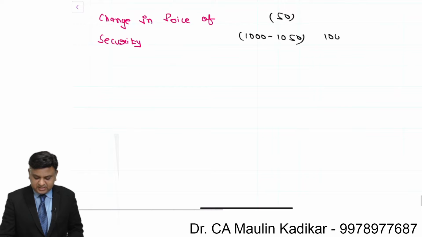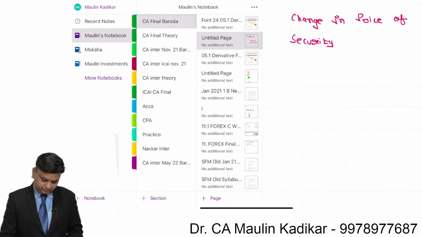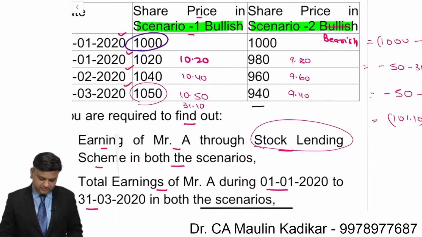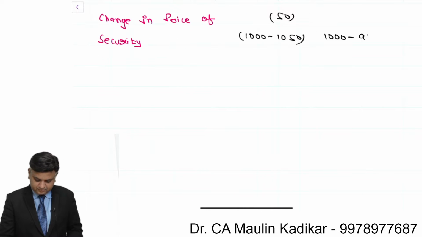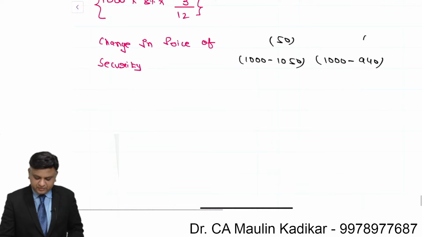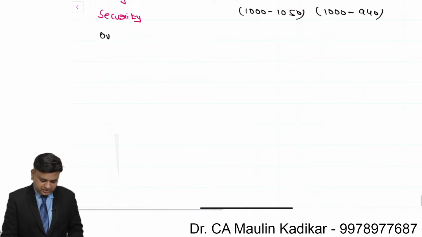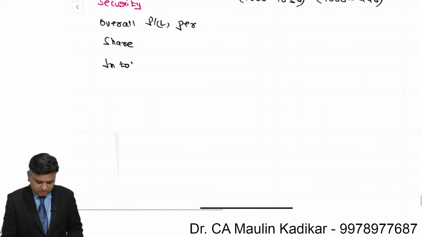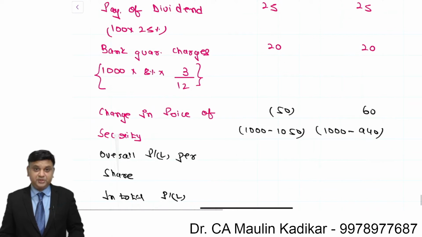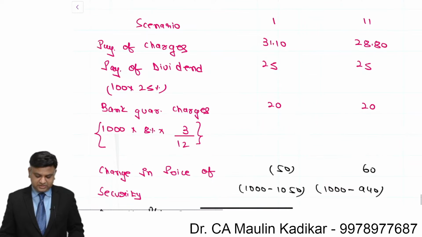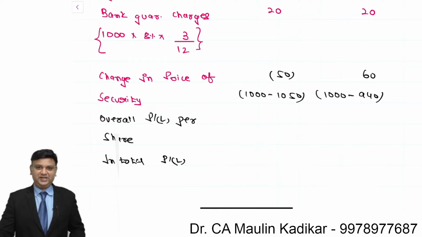In the second case, it is again 1000 minus 940. So there is a profit of 60 rupees per share. This is the way overall profit or loss can be calculated on per share basis. And lastly, the total profit or loss is the profit or loss per share into 1000, the number of shares. This is the way we are required to find the answer.